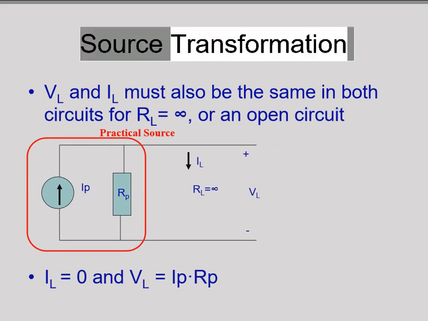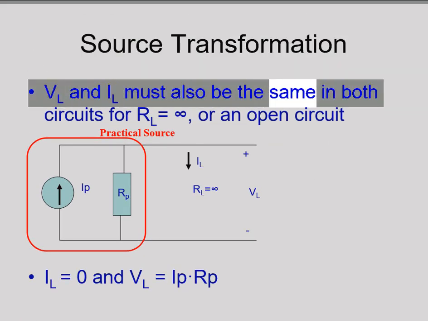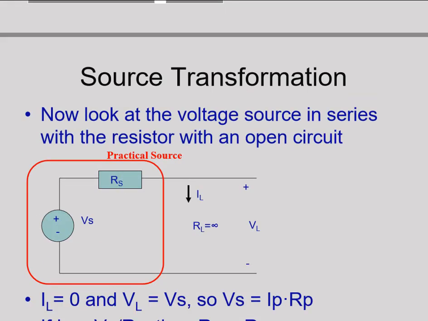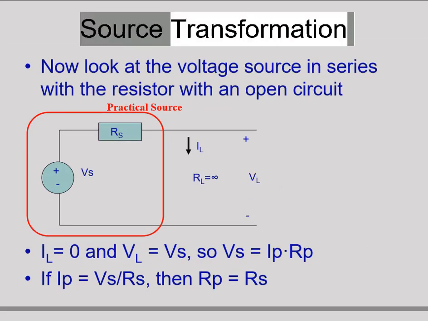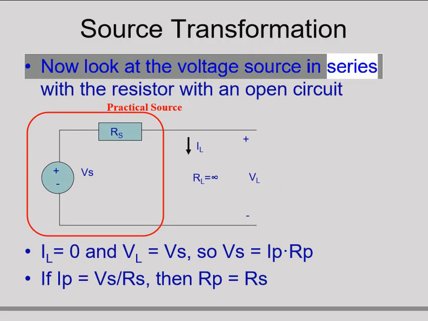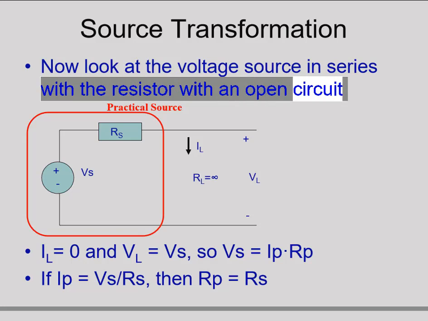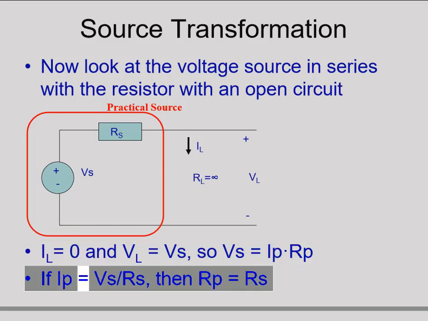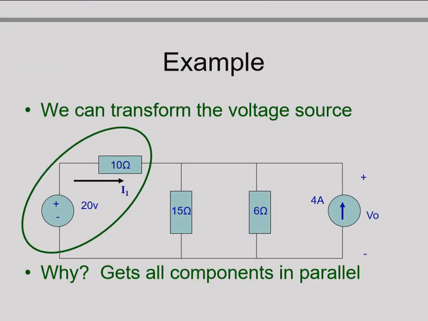VL and IL must also be the same in both circuits for RL equals infinity, or an open circuit. IL equals 0 and VL equals IP RP. Now look at the voltage source in series with the resistor with an open circuit: IL equals 0 and VL equals Vs, so Vs equals IP RP. If IP equals Vs/Rs, then RP equals Rs.